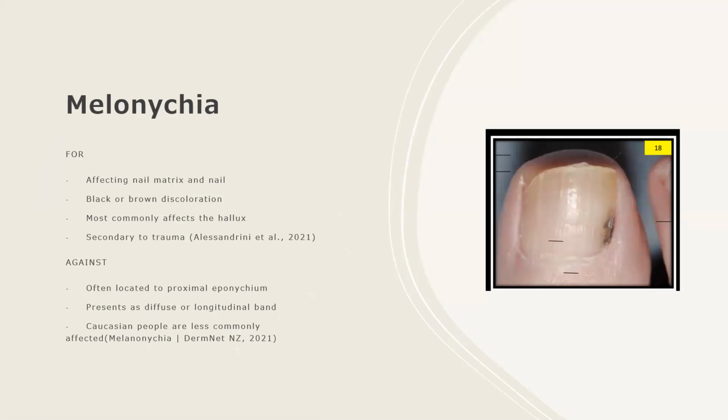And some reasons for ruling out melanonychia is that often melanonychia occurs at the proximal eponychium. It presents as a diffuse or longitudinal band. Furthermore, Caucasian people are less commonly affected.